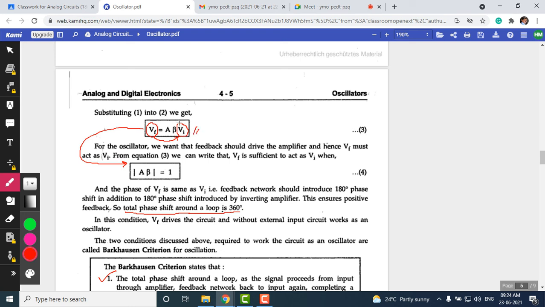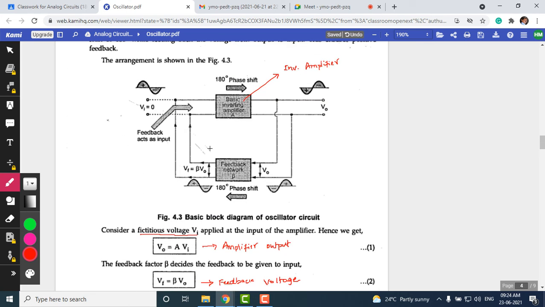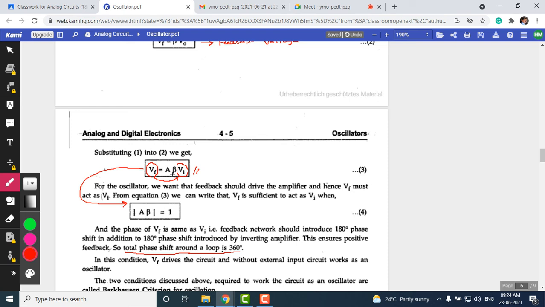What is the speciality of this equation? In this block diagram of the oscillator circuit, we are providing the feedback signal, and there is also an input signal applied. In this equation, Vf is the feedback signal and Vi is the input signal. Now, if the feedback signal is equivalent to the input signal, what is going to happen? Then A beta is going to become unity. If I assume that A beta is 1, then Vf is going to become equal to Vi.